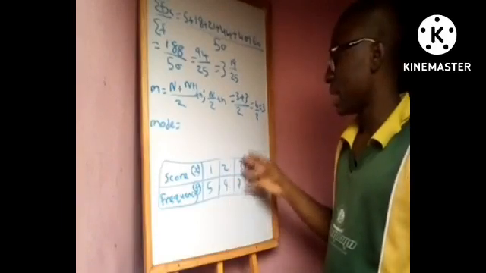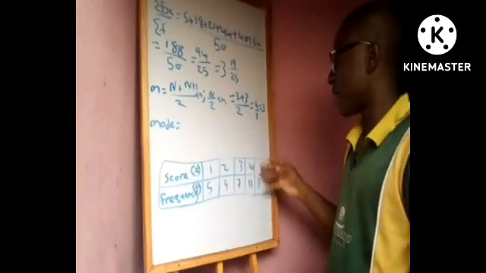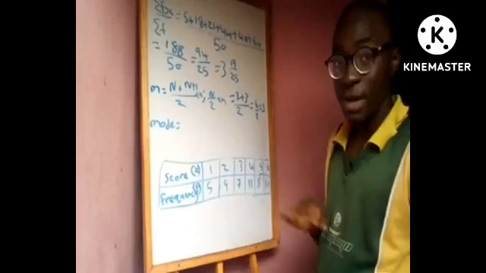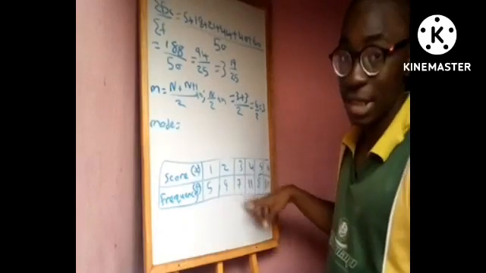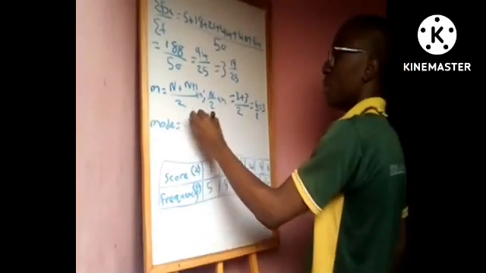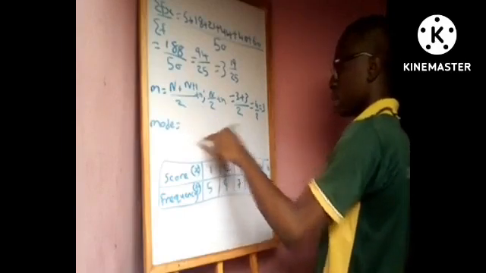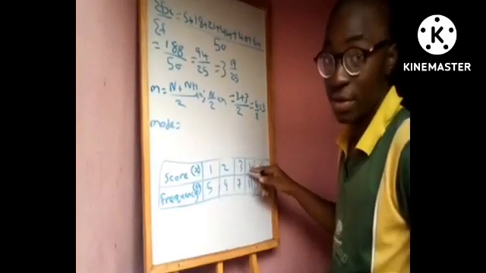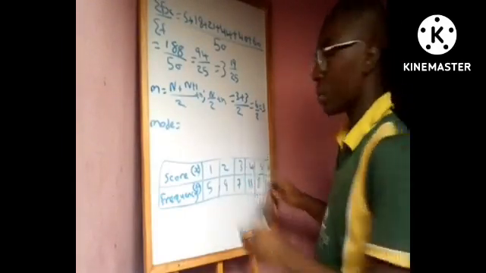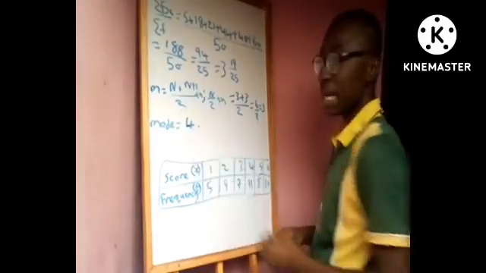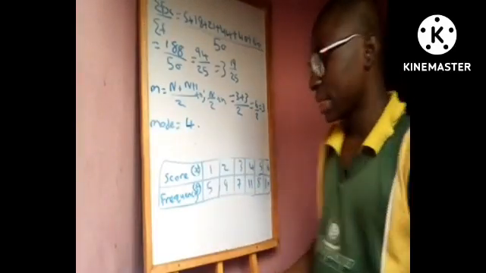This 2 has 9, 3 has 7, 4 has 11, 5 has 8, 6 has 10. So relatively, the highest so far has been 11. So our mode will be the score that has a frequency of 11. That's a score of 4. So our mode will be 4 because it has a frequency of 11. That is how that works.